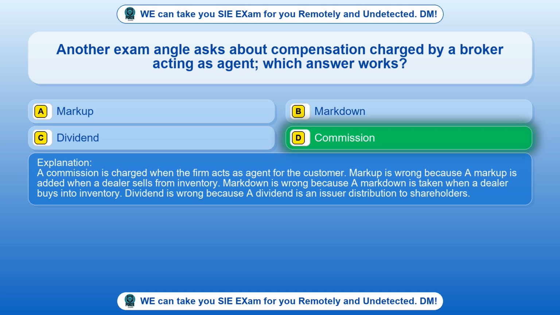Markup is wrong because a markup is added when a dealer sells from inventory. Markdown is wrong because a markdown is taken when a dealer buys into inventory. Dividend is wrong because a dividend is an issuer distribution to shareholders.